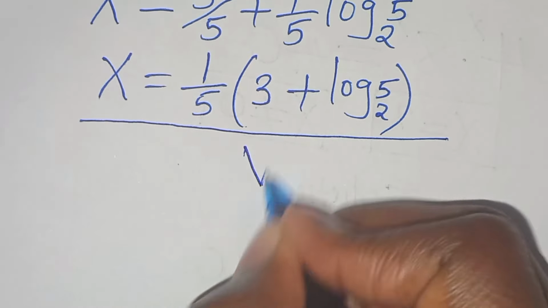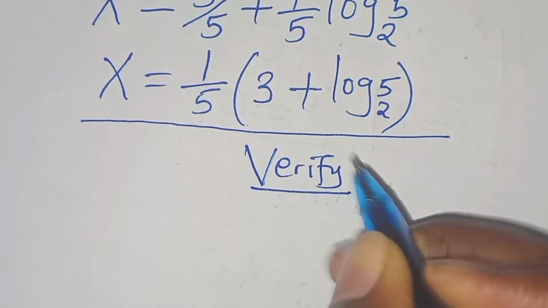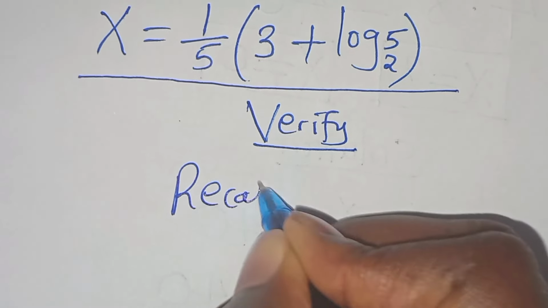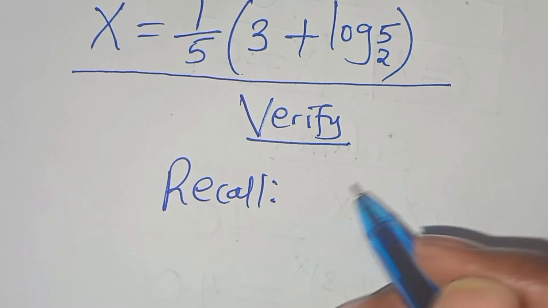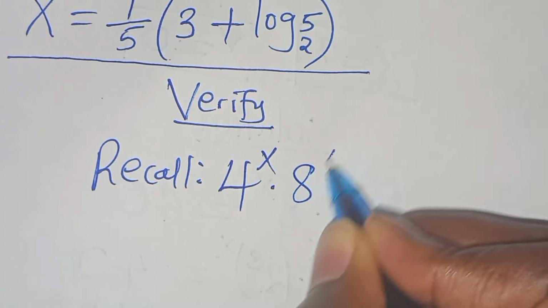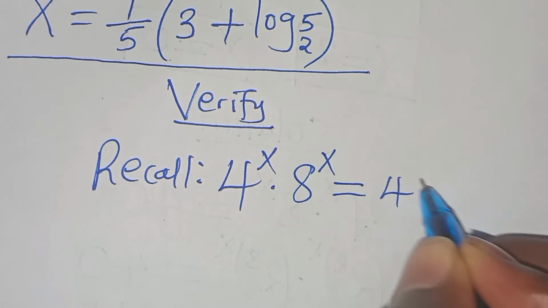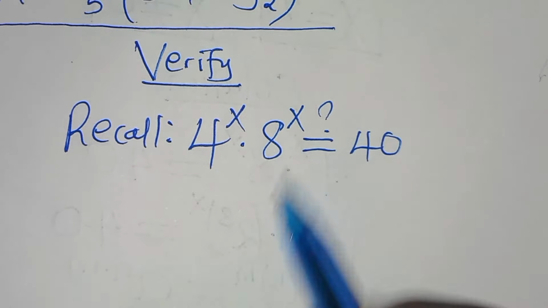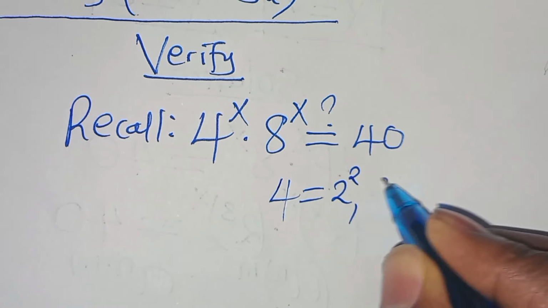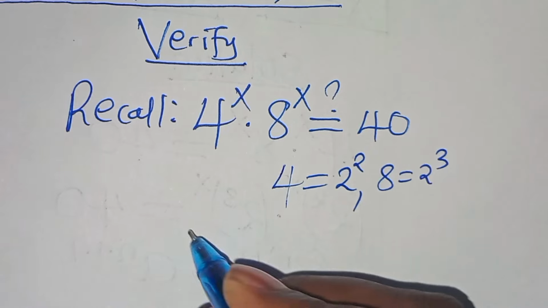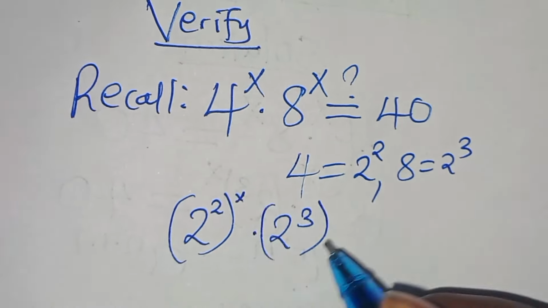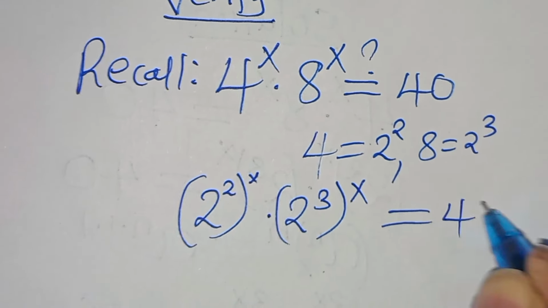So let's verify that this value of x satisfies the equation. Now, if you recall, we have that 4 to the power of x times 8 to the power of x should give us a value of 40. From here, we can express 4 as 2 to the power of 2, and we can express 8 as 2 to the power of 3. So this is 2 to the power of 2 raised to the power of x, multiplied by 2 to the power of 3 raised to the power of x. This is equal to 40.